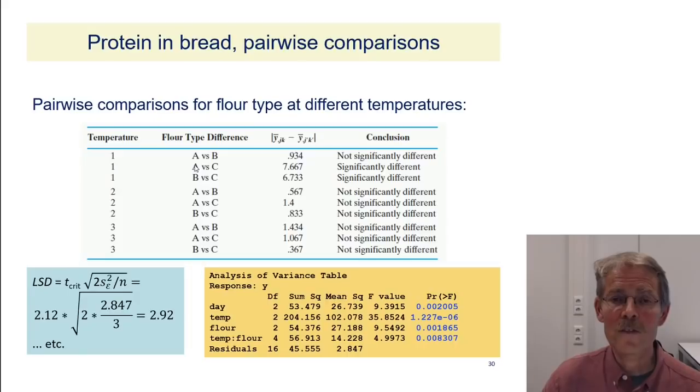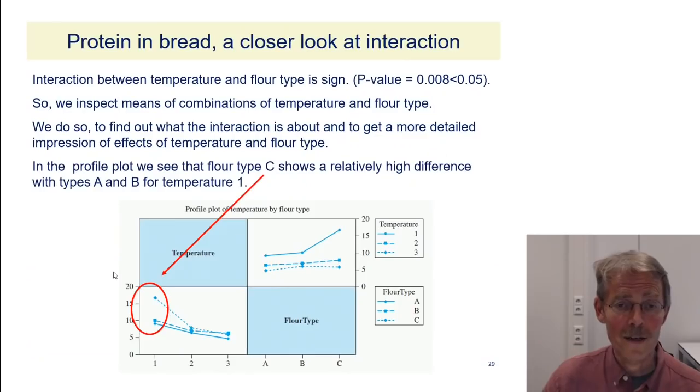And you can see this is A versus C and B versus C for temperature 1. A and B versus C for temperature 1. So indeed, this is the reason for the interaction. Here, nothing much seems to happen. There's no evidence for differences here. They could be, but they seem to be small. But here, definitely something is going on that creates the interaction.